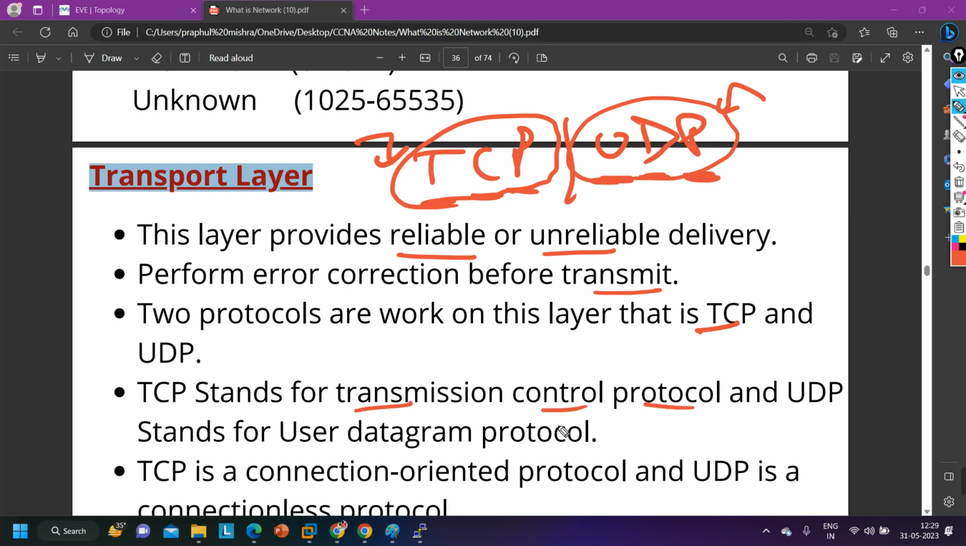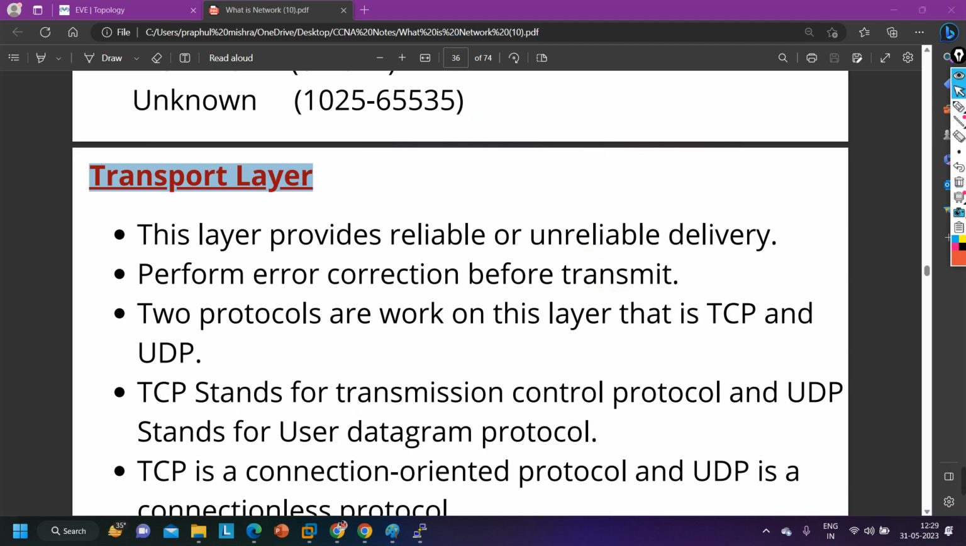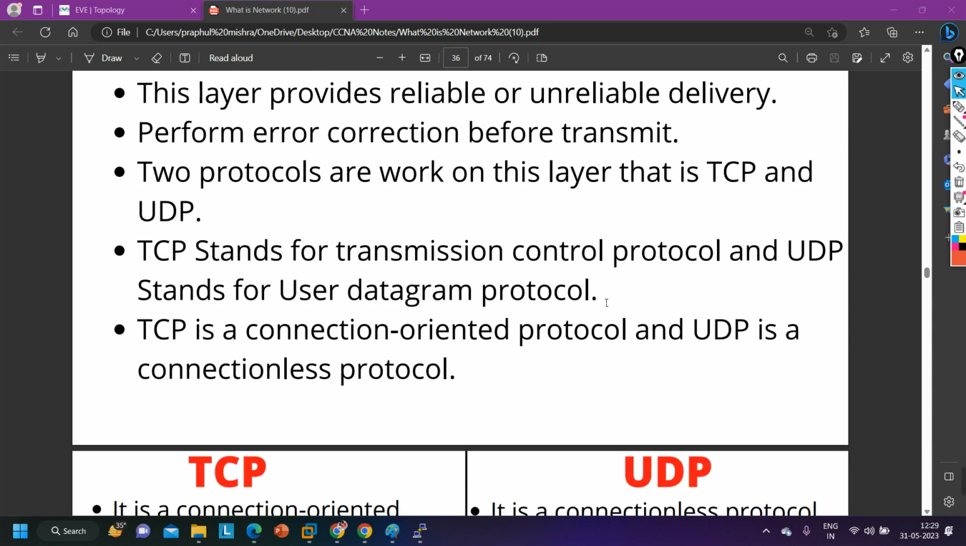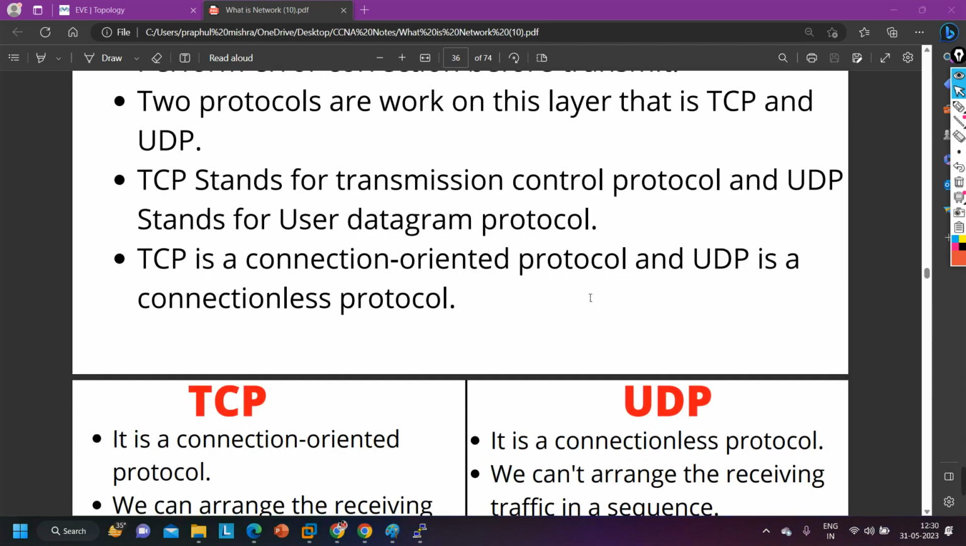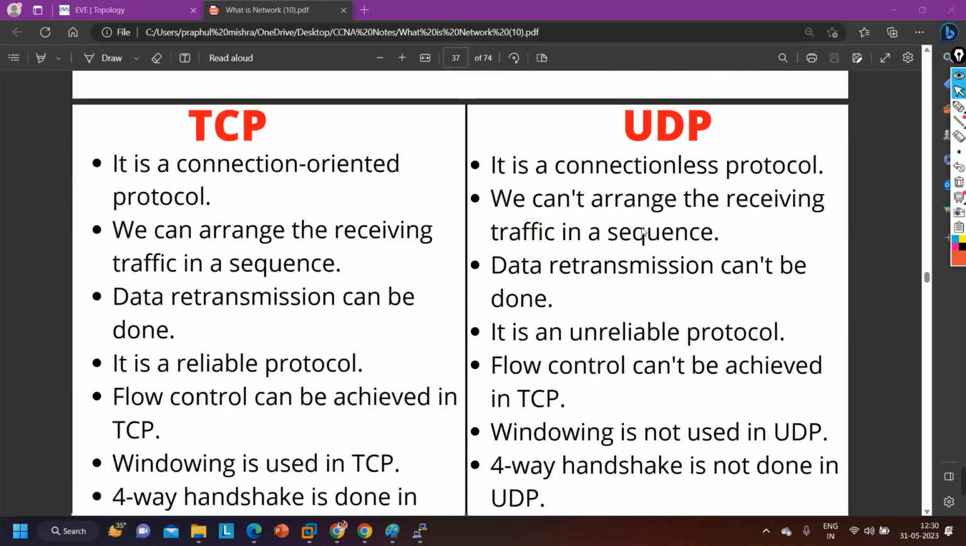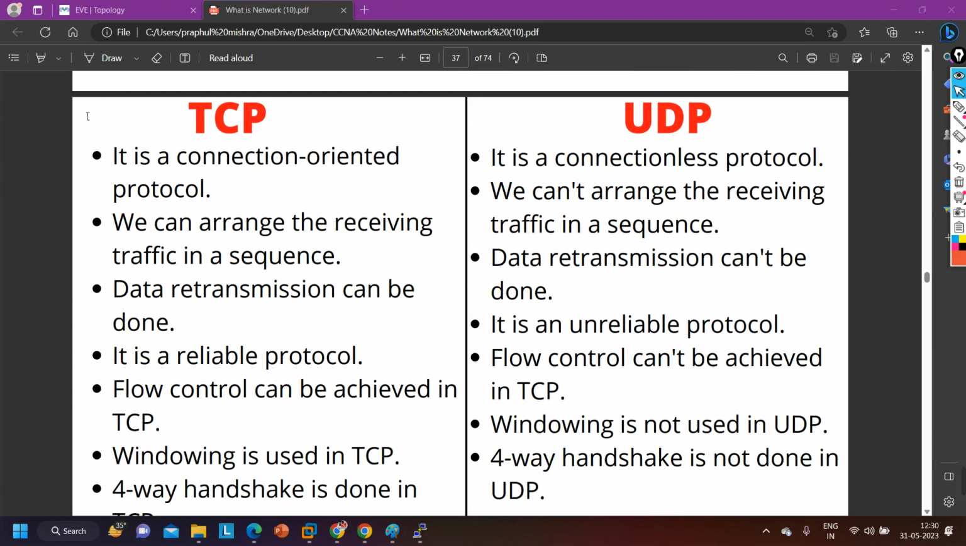Two protocols work at this layer, TCP and UDP. TCP stands for Transmission Control Protocol. UDP stands for User Datagram Protocol. Everything is here in the file. You can read this file. Okay. After that, there is one more difference. TCP is a connection-oriented protocol and UDP is a connectionless protocol. So the difference is here in front of you, TCP and UDP. TCP is connection-oriented, UDP is connectionless.